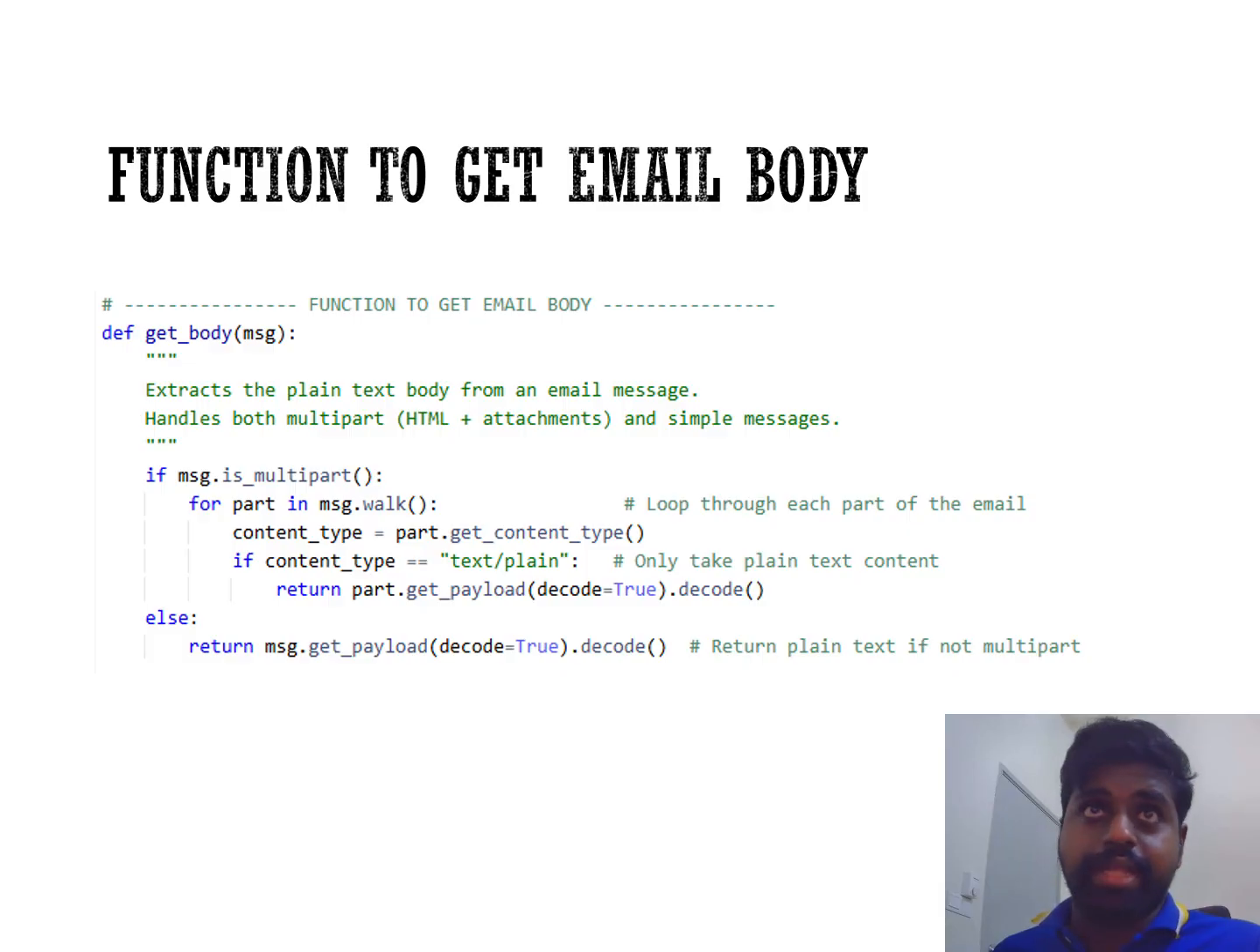Okay, next we're going to look at the function to get the email body. Basically, this is the function that would extract the plain text body from the email message, and handles multi-part, HTML and attachment, and simple messages as well. If we take a look at the fourth line from the bottom, we have stated that the content type is plain text. So basically this function would extract the plain text from the email body, so only plain text. It's important to take note.